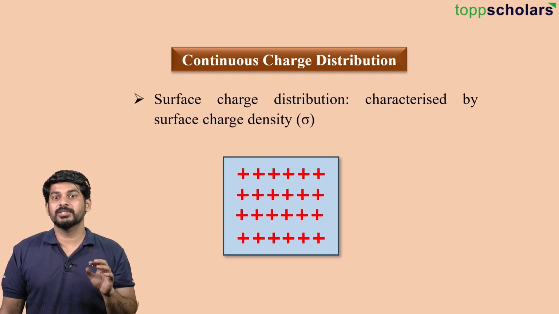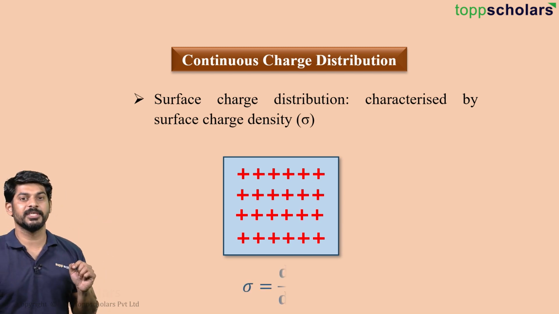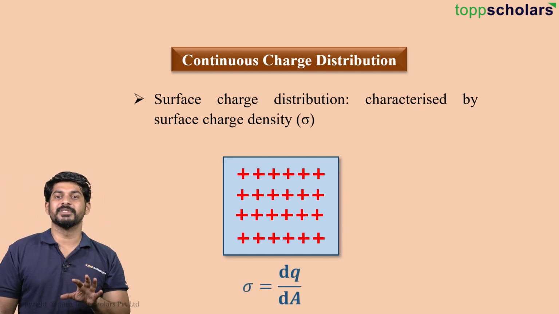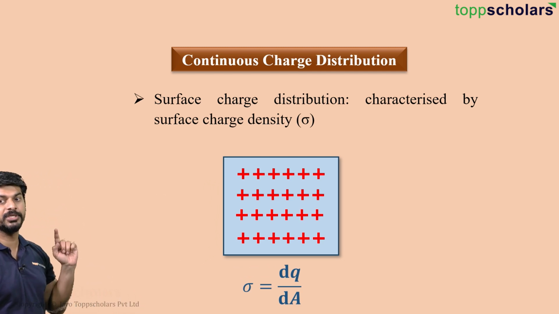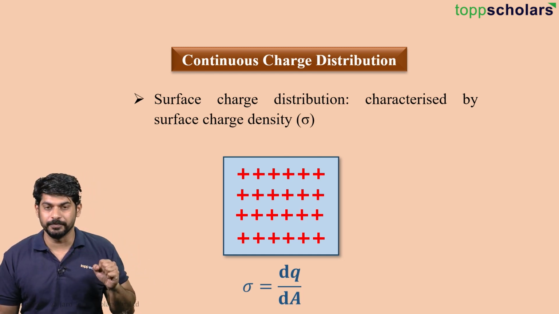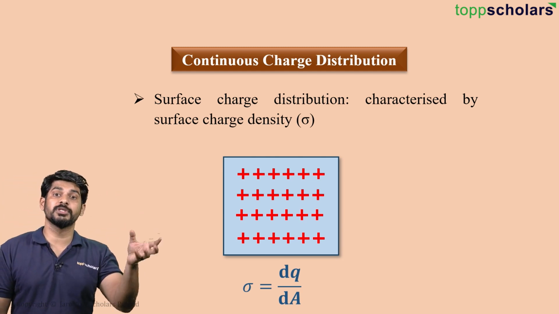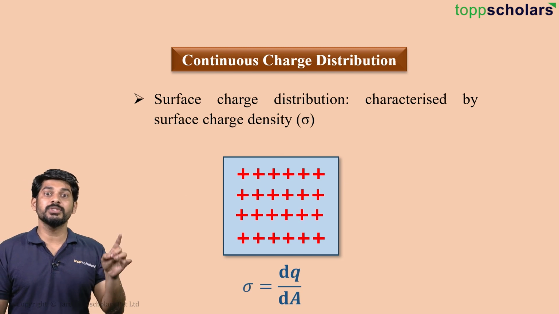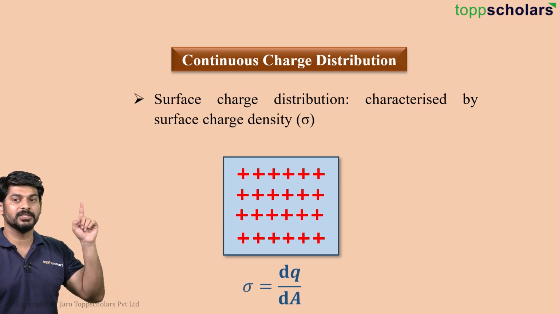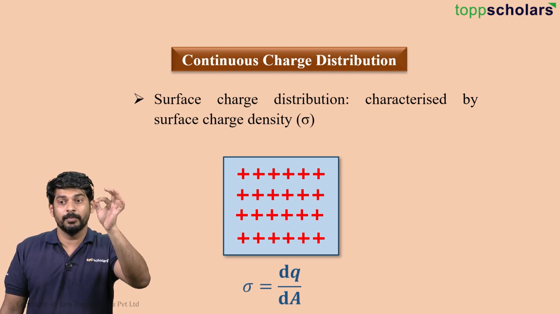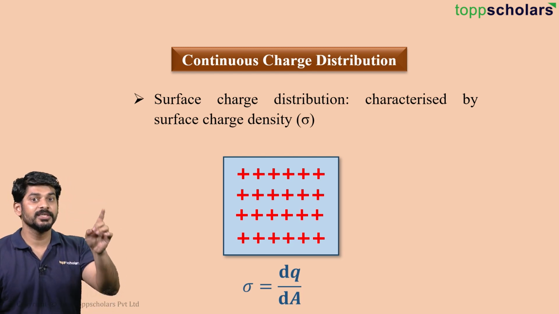Moving on, next is the surface charge distribution, which is characterized by surface charge density, isn't it? Over here the charge is distributed over the whole surface of a given body. In that case, we say that there is a surface charge distribution, and again we introduce a term called surface charge density denoted by sigma, and sigma is given by charge per unit area. So this is the simple definition of surface charge distribution.